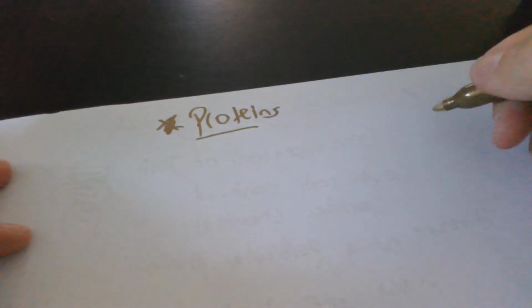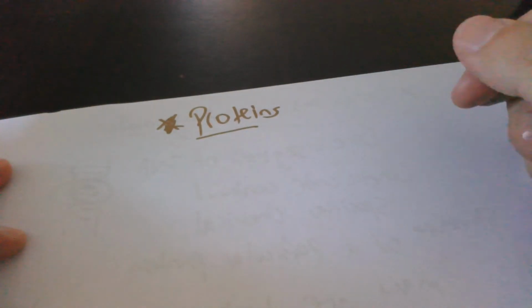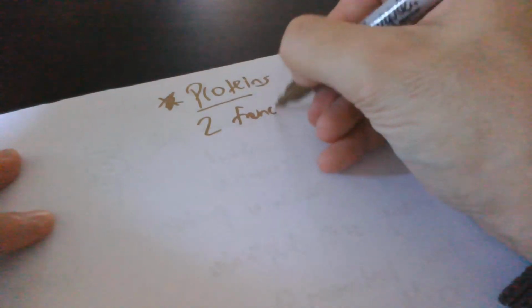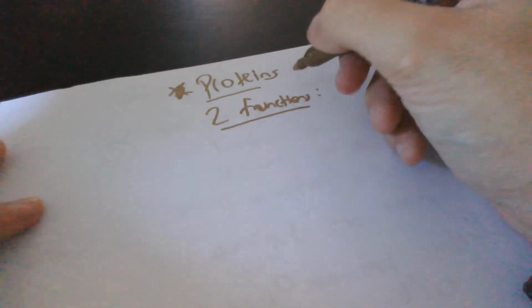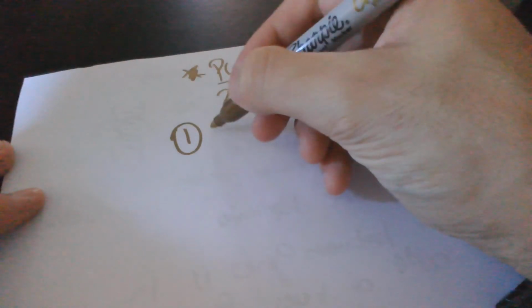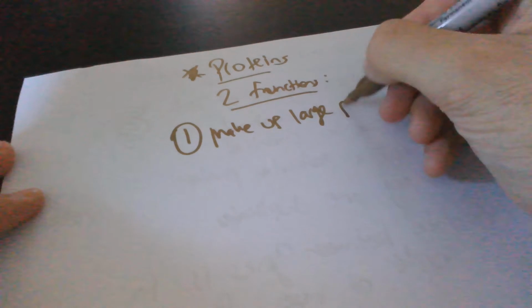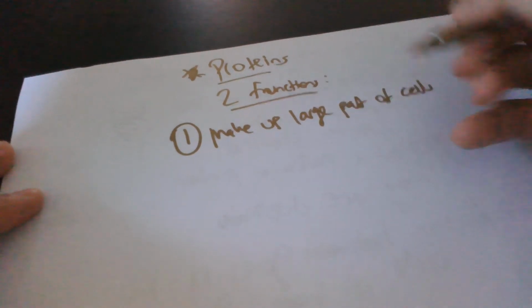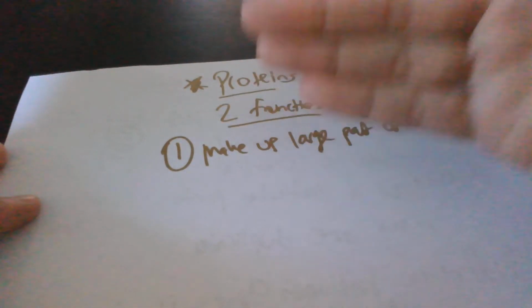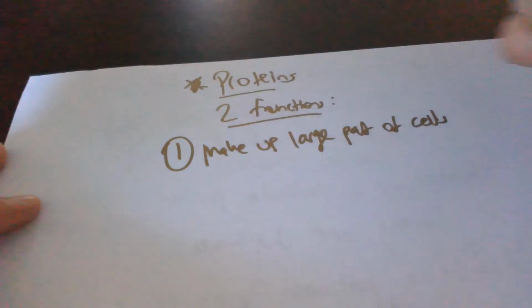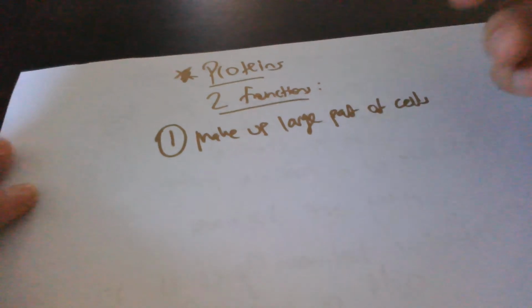Now let's talk about proteins. Remember, proteins are made of amino acids. They're very important for muscles and tissues, right? Proteins perform two very important functions. Number one, they make up a large part of cells, remember? Cells are made of chromosomes. Chromosomes are made of DNA. DNA genes are made of amino acids, and amino acids are the building blocks of protein. So they are a large part of cells.